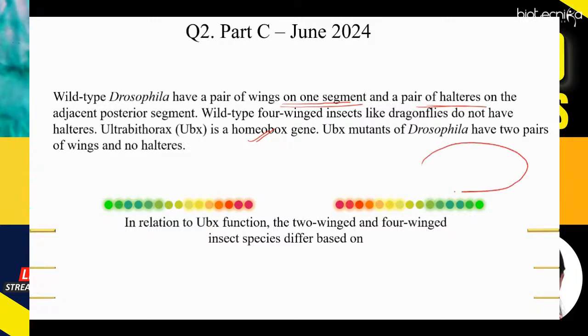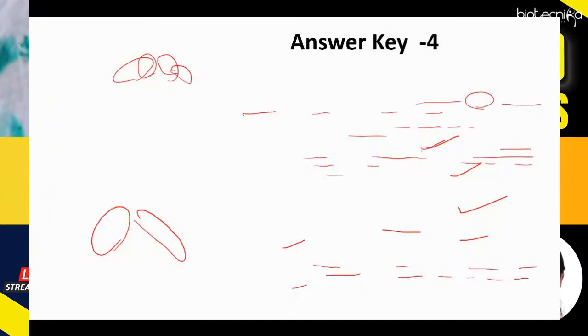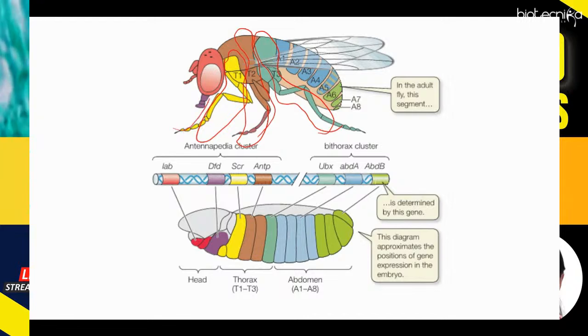So generally what happens for homeotic genes, each region has its own set of molecules which it will express. For example, in this image, this is T1 or thoracic segment 1, this is T2 or second thoracic segment, and this is T3 which is the third thoracic segment. You can see from each of the segments one pair of legs has come out. This is one pair, this is one pair, and this is one pair.